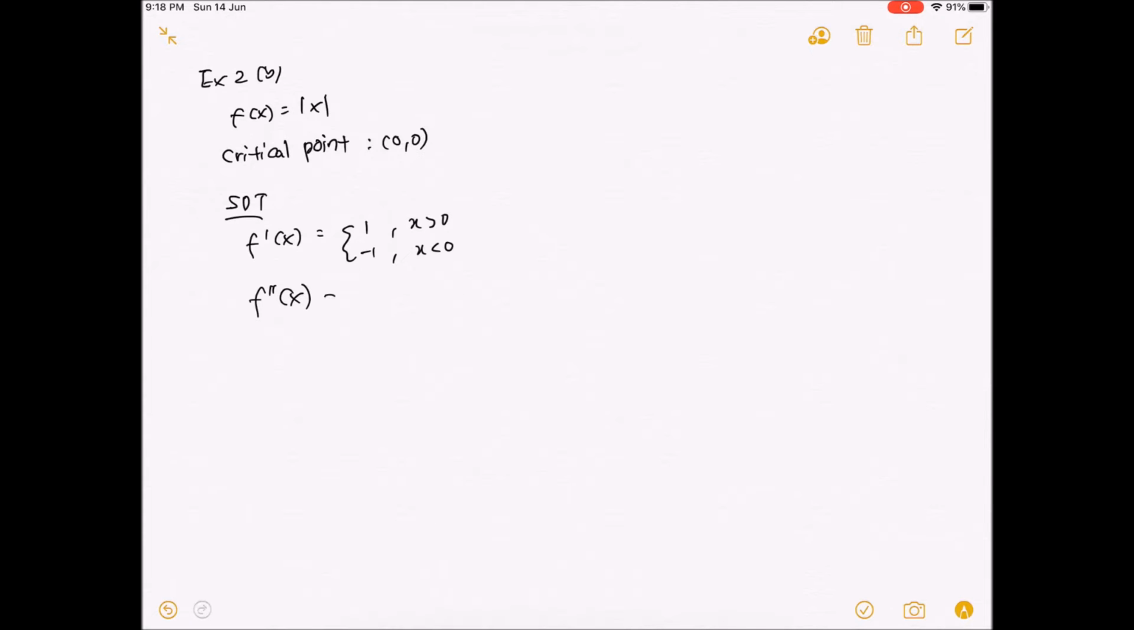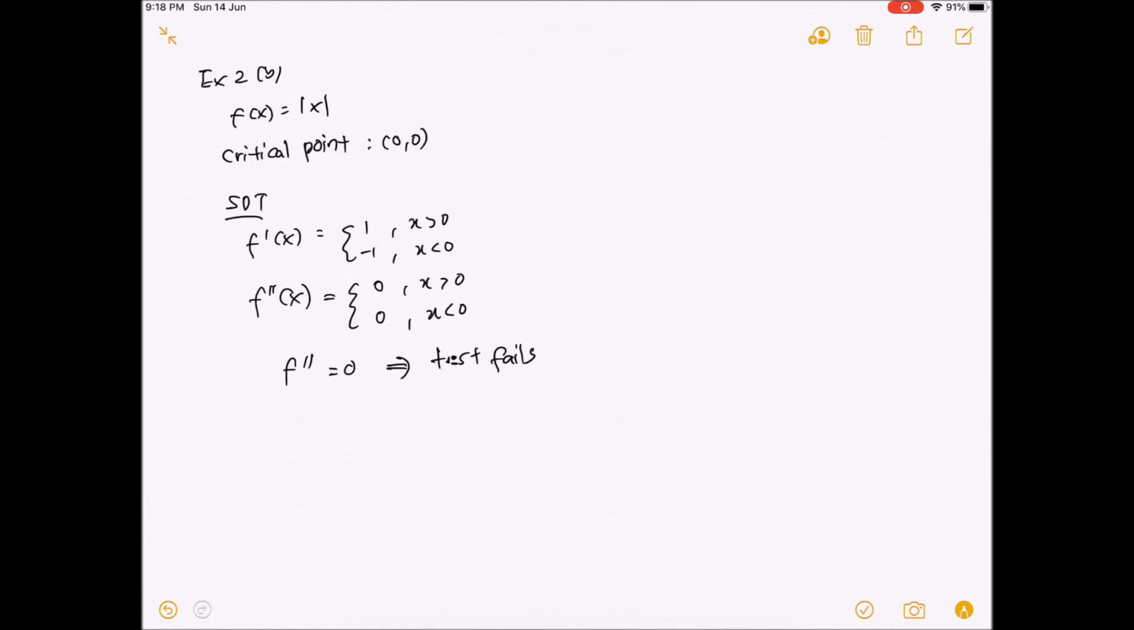Then your f double prime will be 0 and 0, for x greater than 0 or x less than 0. So what does this value tell us? If you still remember, using the second derivative test, if your f double prime equals 0, then it indicates your test fails.